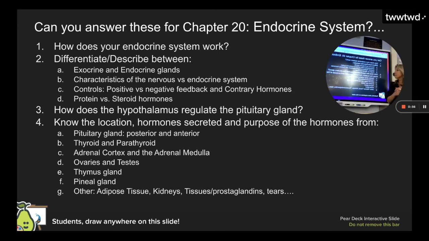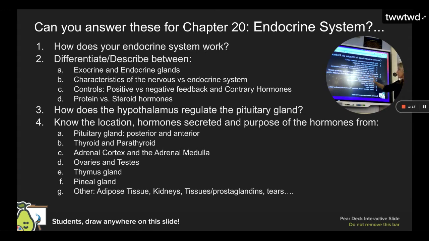How does the hypothalamus regulate the pituitary gland? And remember, there's two parts to the pituitary, the anterior pituitary and the posterior pituitary. Great. Then know the location, like if I gave a picture and asked what gland this is, and what hormones it would secrete and the purpose of those hormones.